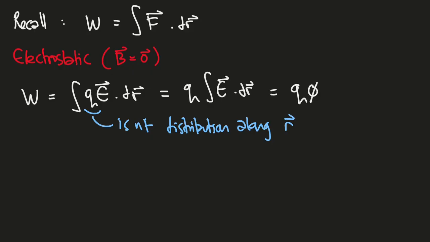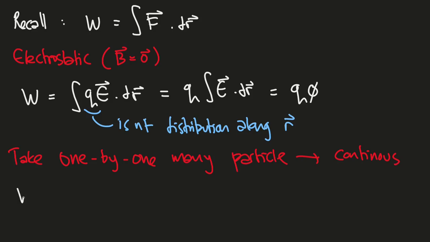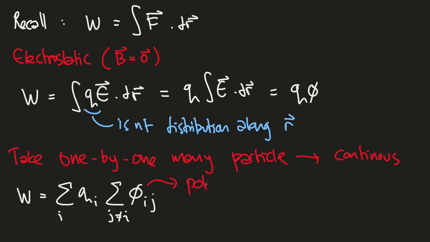So here, if we take it one by one for many particles and then extend to the continuous case, we will get this summation here, where V_ig here relates to the potential from charges other than Qi. This means that if only Qi is alone, there is no work. And if there is another charge, let's say Qj, then the work is non-zero as the potential from charges other than Qi exists.